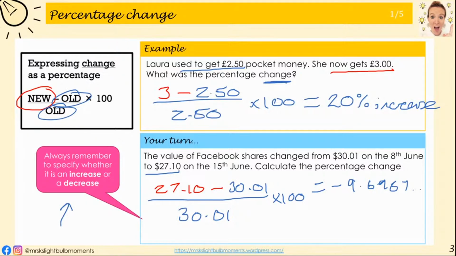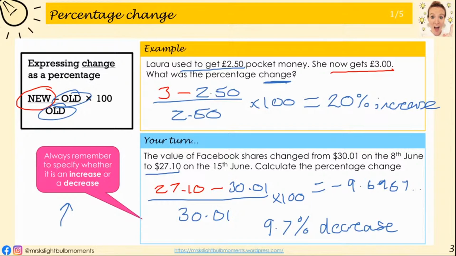We can also round this, we don't need to continue it forever, but write down what you're rounding to. So I'm going to say that is a 9.7% decrease. And remember, we have to write down that it is a decrease because it just said calculate the percentage change. Okay, hopefully that's clear there.